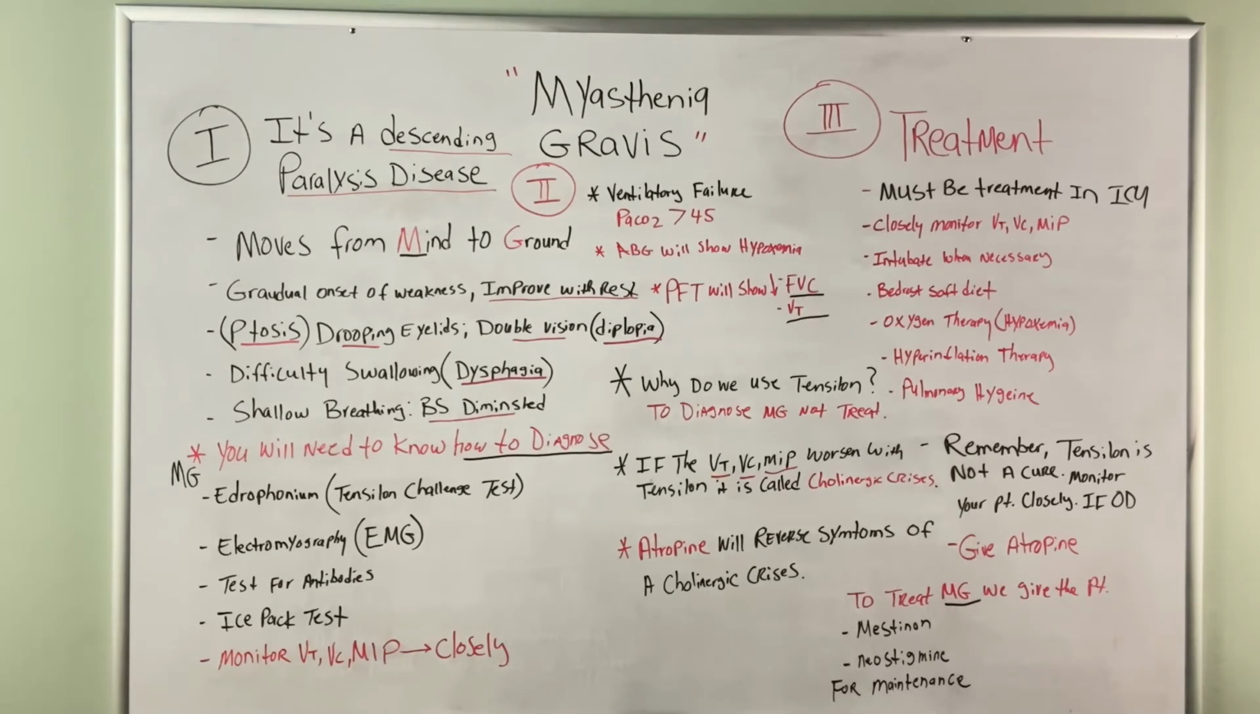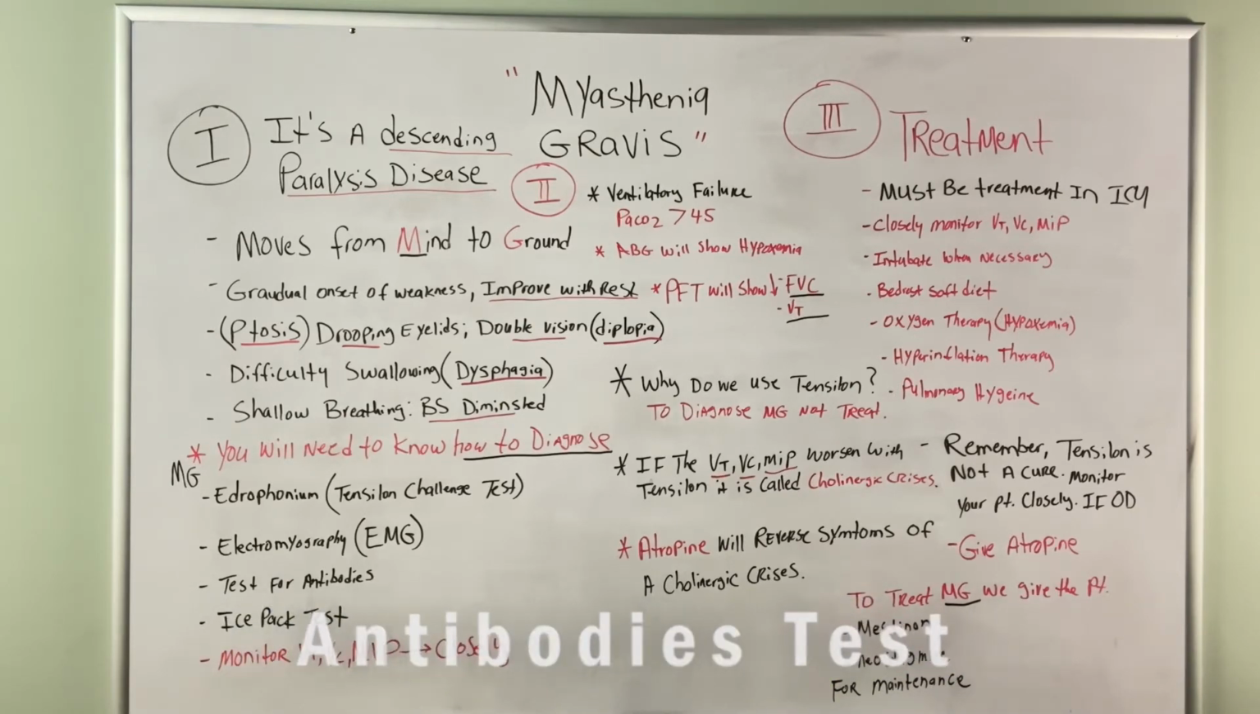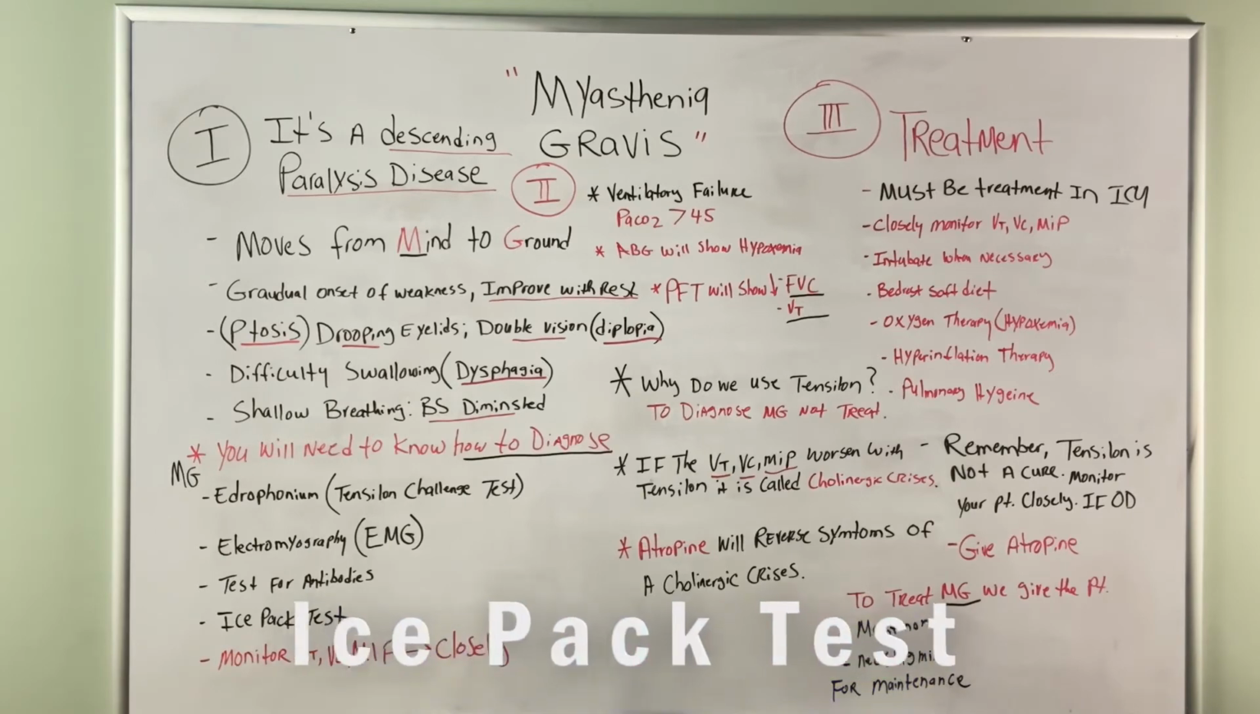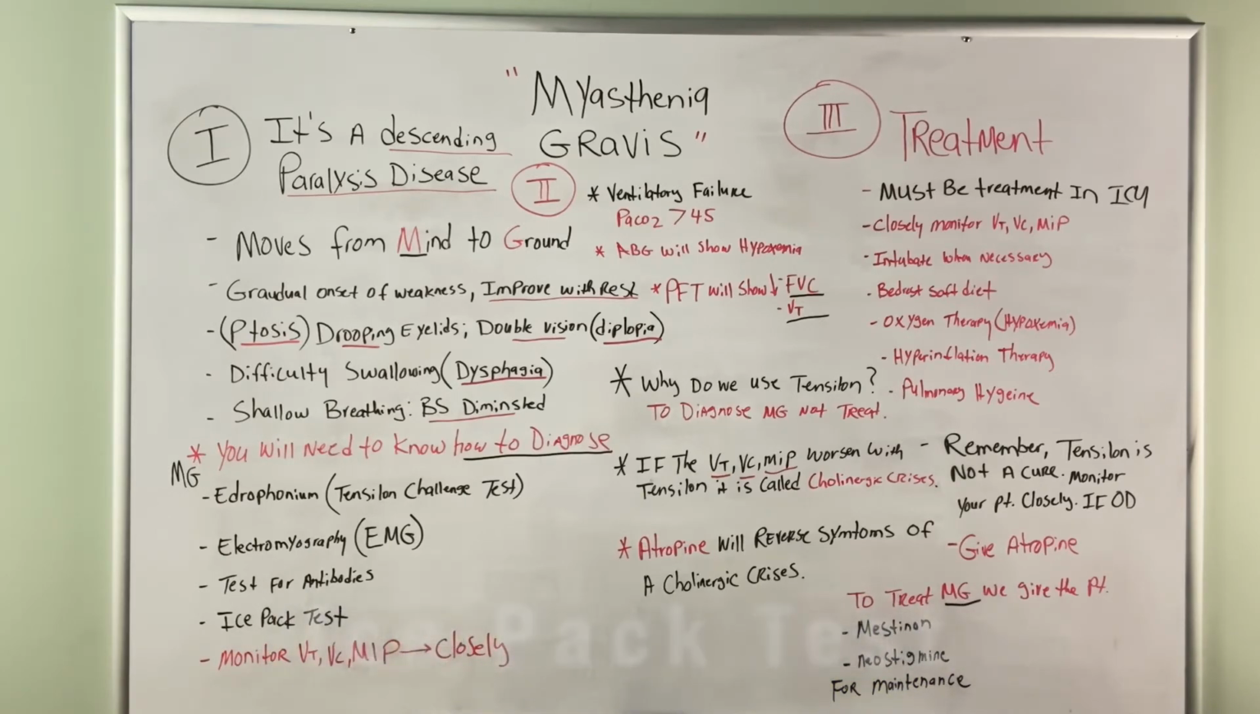We also test them for antibodies, and we do a test called an ice pack test. This is probably one of the most important things you will see on the exam when it comes to these neuromuscular diseases, because in the question, they would actually say that they applied an ice pack to the patient's eyelids, and the patient got better. They felt better. If an ice pack test is positive and makes the patient feel better, then that is definitely Myasthenia Gravis, without a doubt. It is the test, and you have found out your problem.